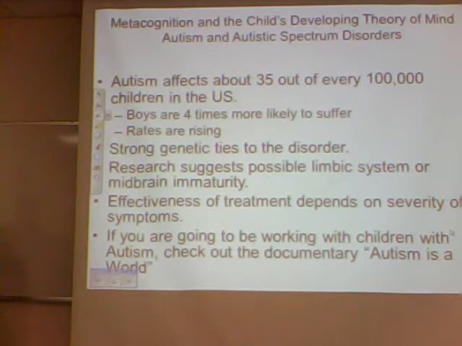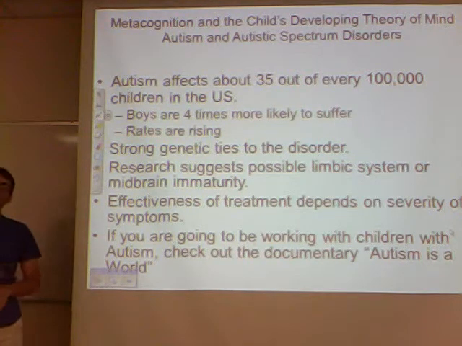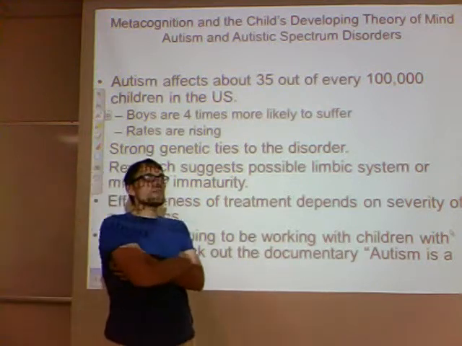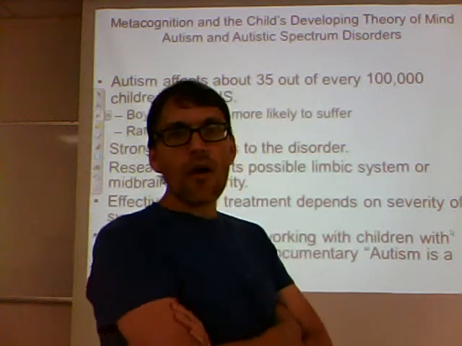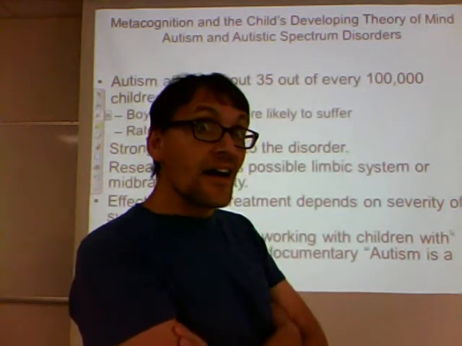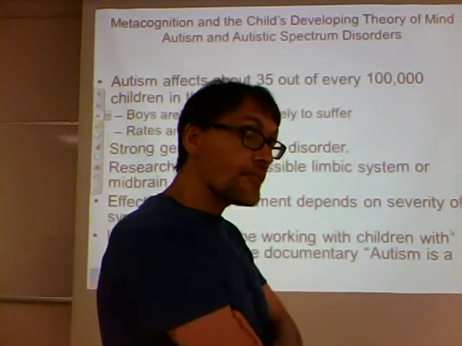Autism affects about 35 out of every 100,000 children in the U.S., and I think this number has been rising quite rapidly in recent years. It's really controversial. Is autism on the rise, or is it just that we're paying more attention now and giving the label more often? I think it's some of each.